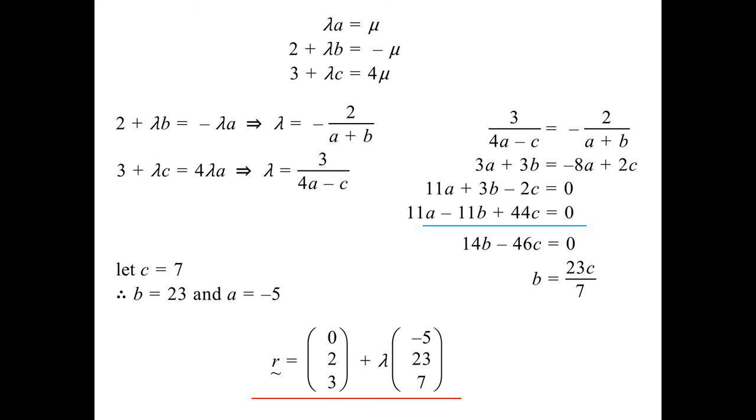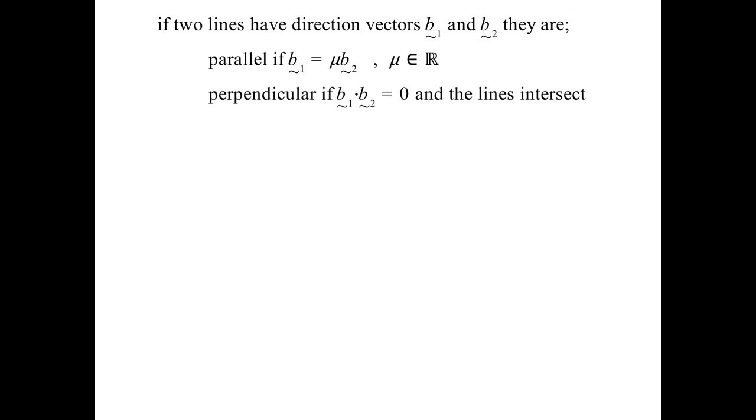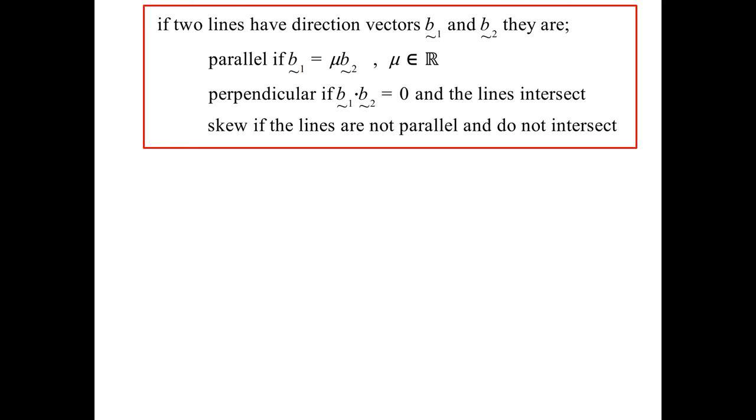It's a little bit more work to do for a perpendicular question than for a parallel question. So keep this in mind. Two lines have direction vectors b1 and b2. They're going to be parallel if one is a multiple of the other. They'll be perpendicular if their dot product is equal to 0 and the lines intersect. The other situation we've got is they would be skew. They're not parallel and they don't intersect. So that's the third option we might have.